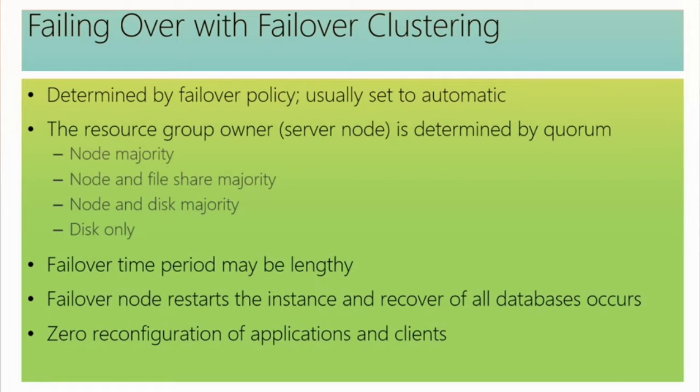There's going to be a policy that says, if I have more than one extra machine in the cluster, prefer to fail over to this one, and will I allow it to be automatic, yes or no? Okay. So failover is determined by a policy. Now, there has to be quorum or agreement among the nodes in the cluster as to who is actually serving the instance. This could be determined in a couple of different ways: node majority, node and file share majority, node and disk majority, disk only. So you have options there.